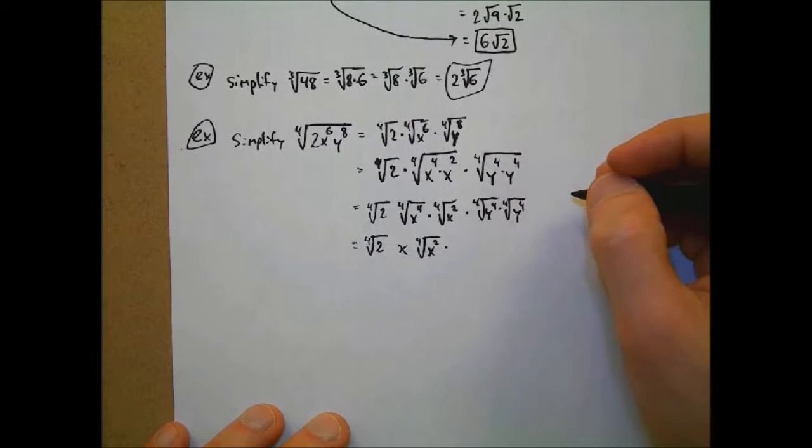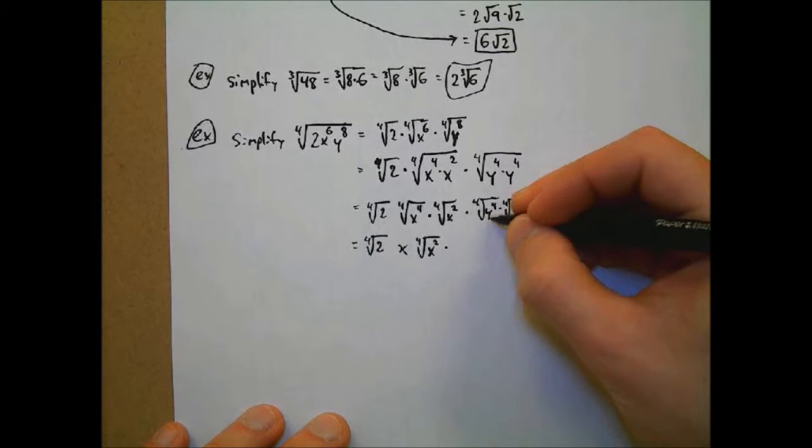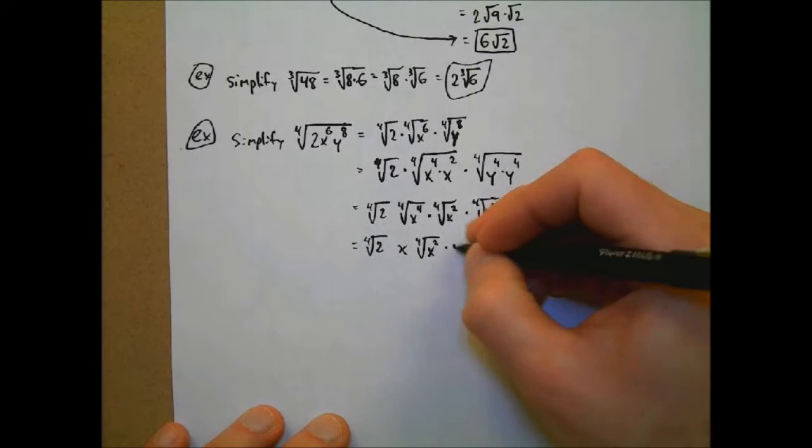We have a perfect, it's like y to the 4th, right? And we take the fourth root of it. It's just y, yeah, it's just y. And then what about this one? This one will also be y as well.